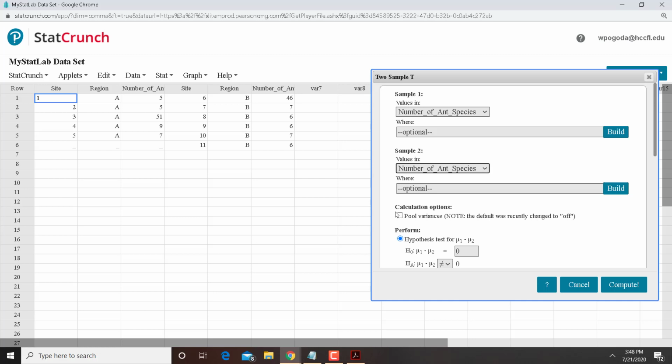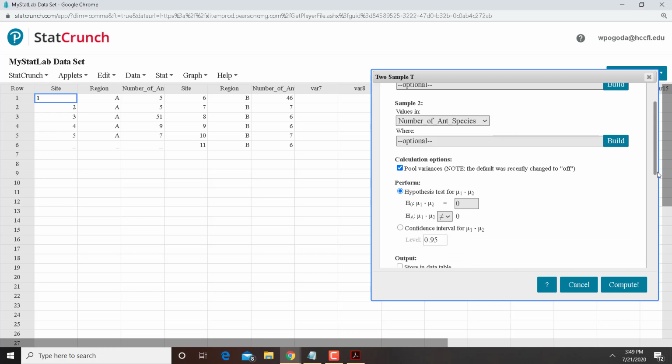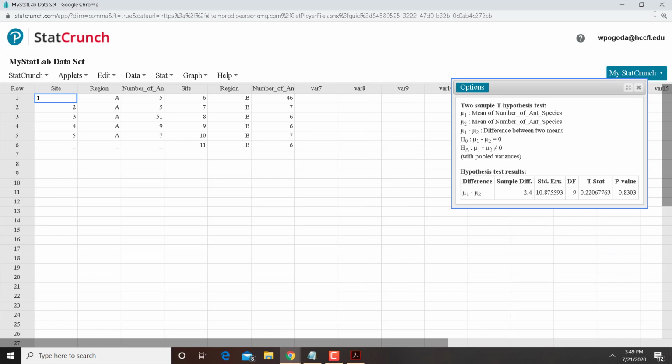Again, there's nothing in the directions to indicate you're supposed to do this, but just select the pool variances option. This will give you the correct answer according to the homework. And this is exactly what we want to test for a hypothesis. Click compute, and this is all the information we should need.